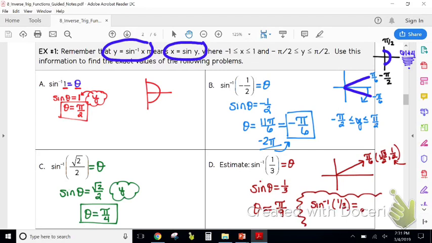Anyone? 0.3, 3. Anybody want to help me here? 0.3398. Okay, if you trust me. All right. I do.